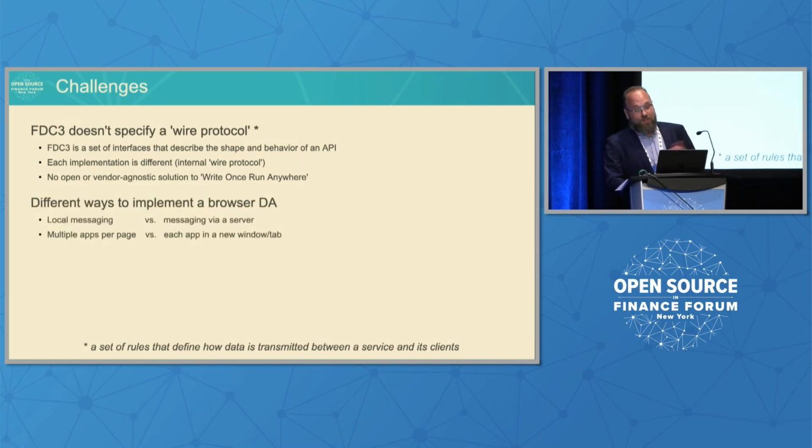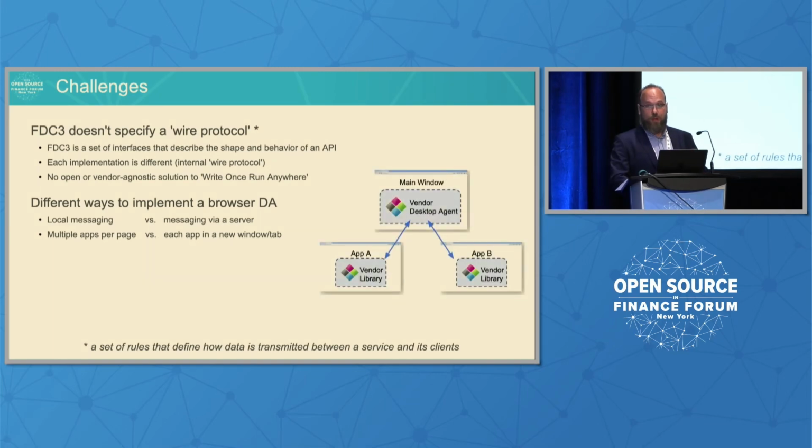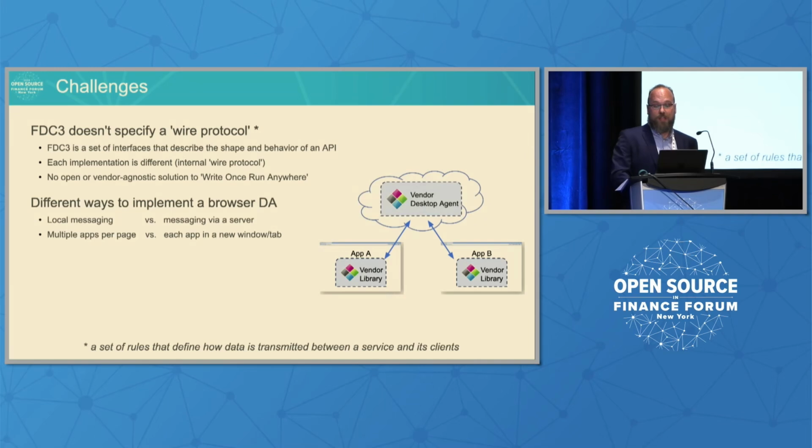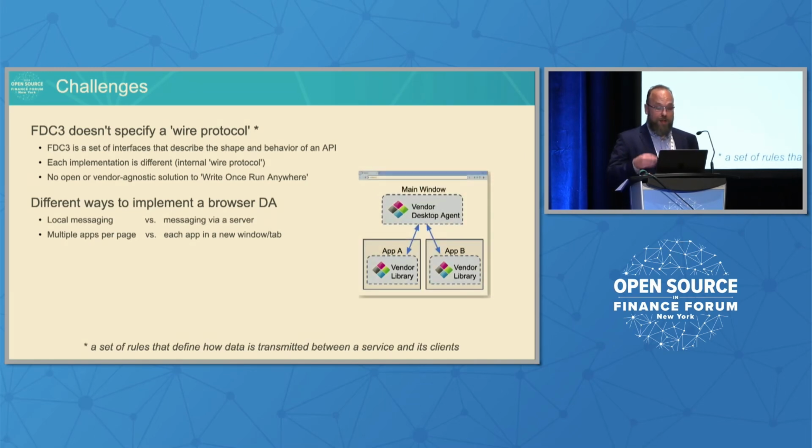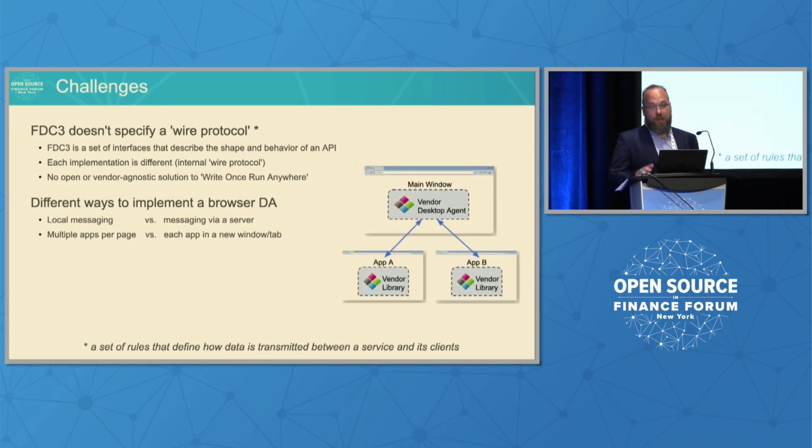There are also various different ways you could implement a desktop agent in a browser. You might use local messaging between windows supported by HTML standard APIs, or you might do messaging up to a server with a WebSocket. You might have applications all in the same window using iframes, or you might have them each in their own web window or tab, or more likely some combination of the two.